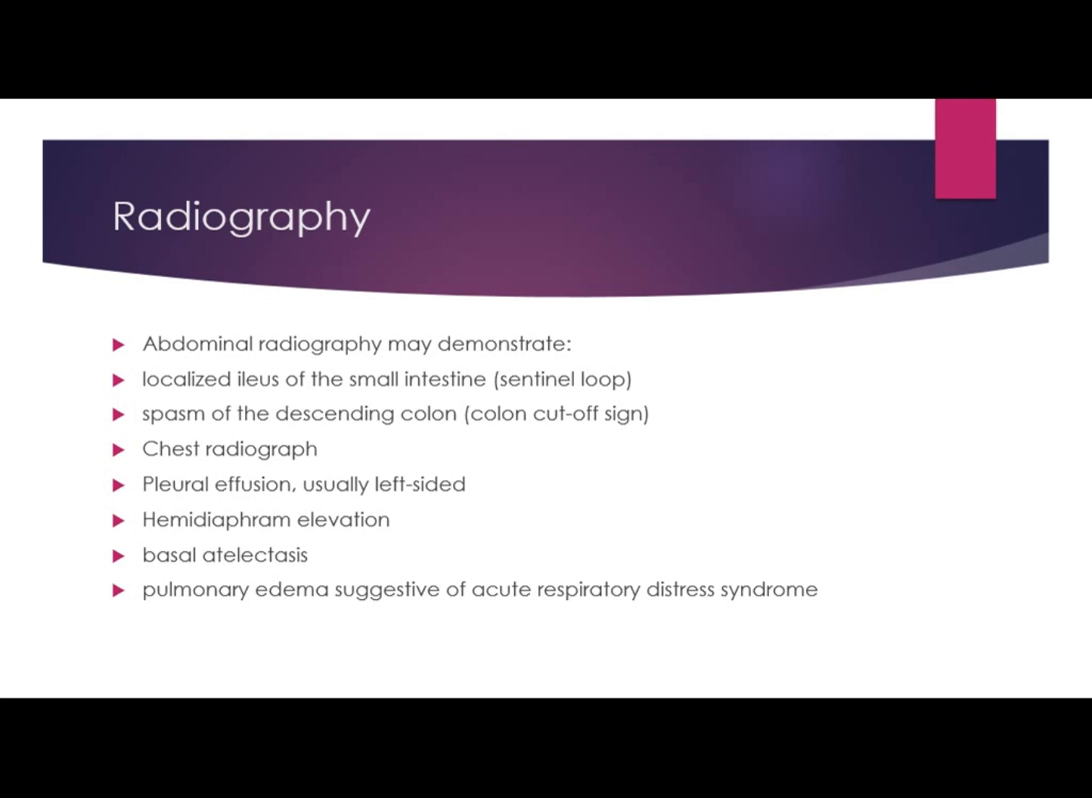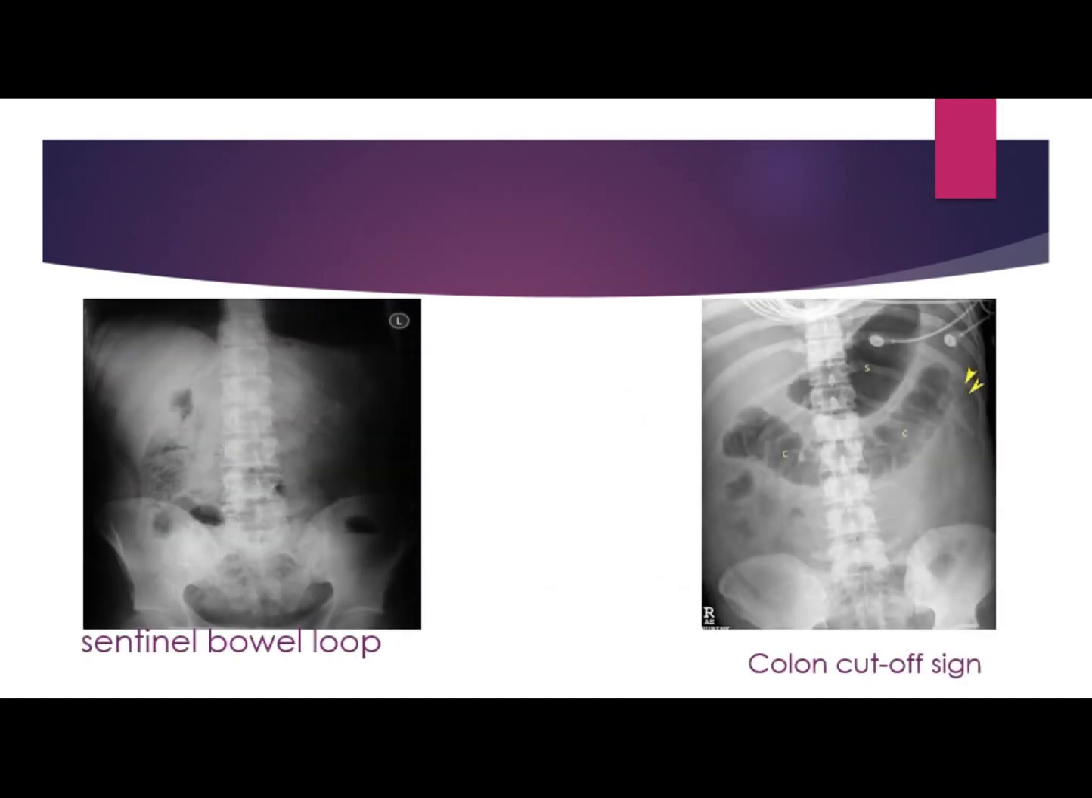Radiology: the plain abdominal and chest X-ray findings of pancreatitis. On the abdominal X-ray, there will be a sentinel loop, an isolated dilated bowel loop. This is one of the features of pancreatitis. Or the colon cutoff sign, an abruptly ended colon at the splenic flexure. Also, there will be an obliterated psoas muscle on the left side, or a displaced kidney on the left side. These are all X-ray findings of pancreatitis.